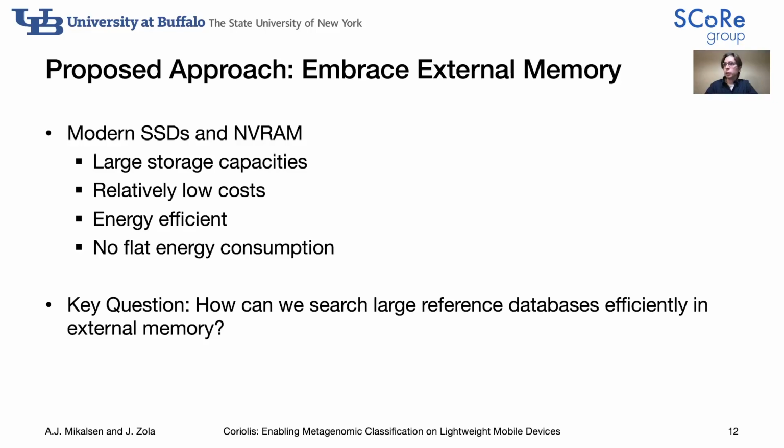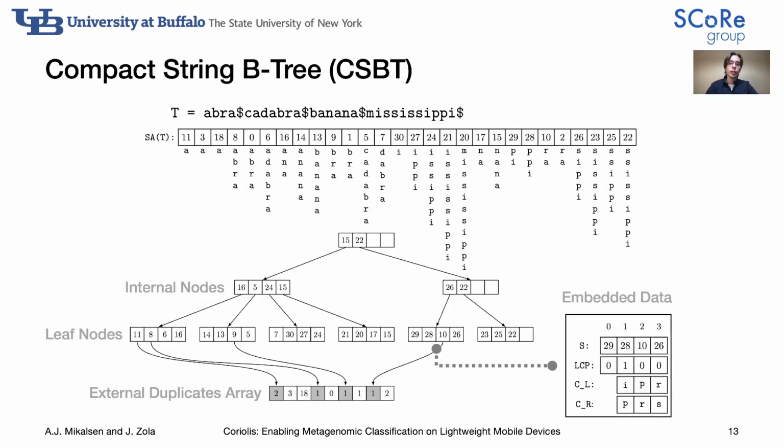But the issue becomes that reading from storage is much slower than reading from RAM, so we need to use algorithms that are able to efficiently search the database when it's stored on disk. We do this with the compact string B tree, which is a practical data structure for performing exact pattern matching out of core. The compact string B tree can be seen as a B plus tree over the values of the suffix array, where these values are stored in the leaves and then replicated at higher levels of the tree.